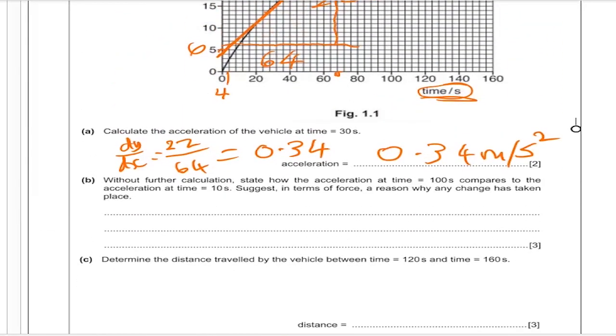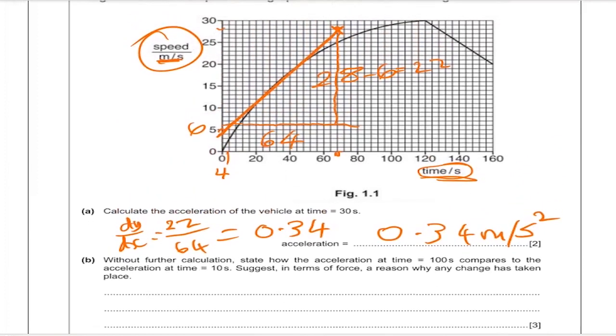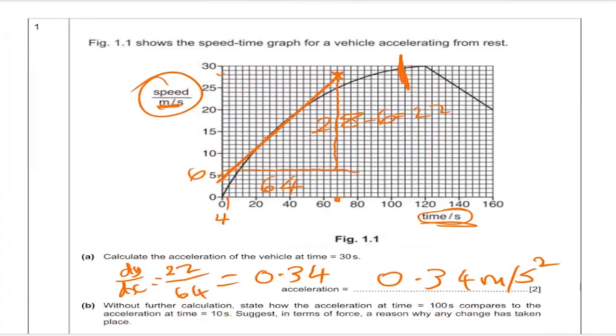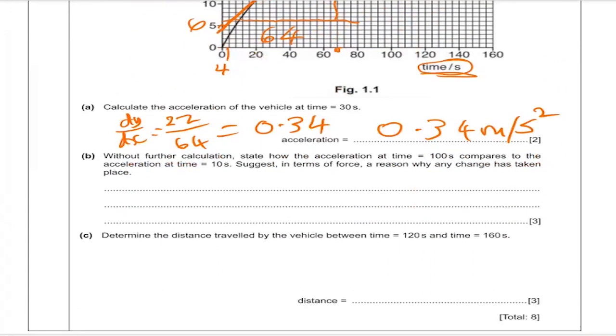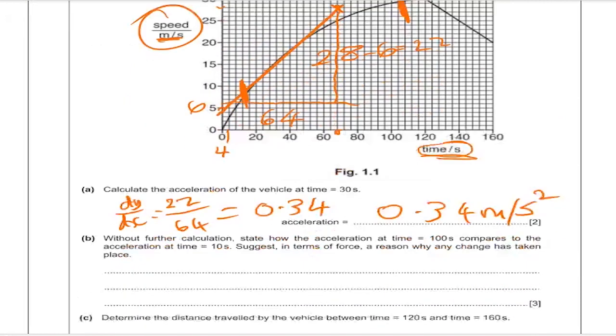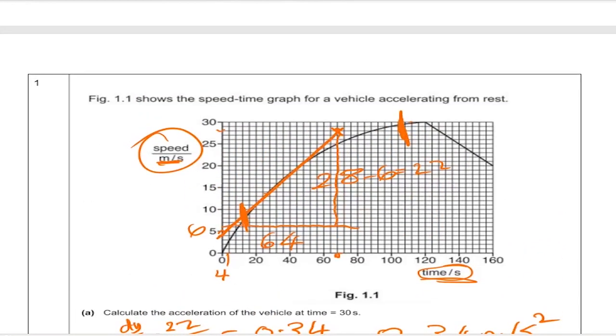For part B, it then says, without any further calculation, state how the acceleration at time 100 seconds, so that's here, compares to the acceleration at time 10 seconds, so that's here. Suggest in terms of force a reason why any change has taken place.